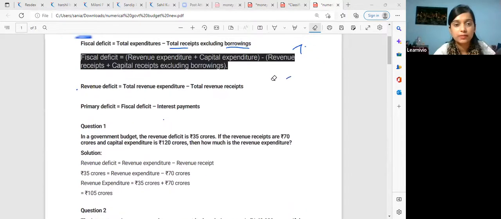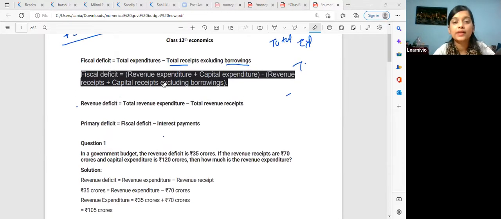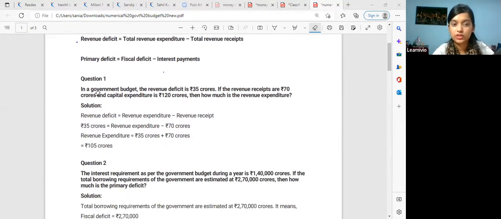Now, just remember these formulas, okay, and nothing else. And I have already given you a table showing what you are going to include in revenue expenditure, capital expenditure, revenue receipt, and all that. So just remember, you can refer to that also. Okay, so the very first question is on your screen.